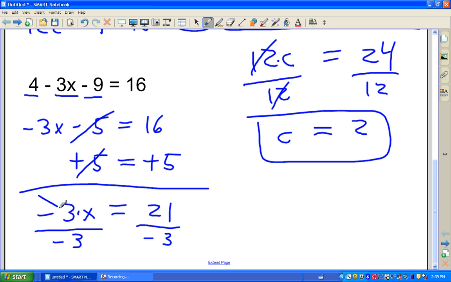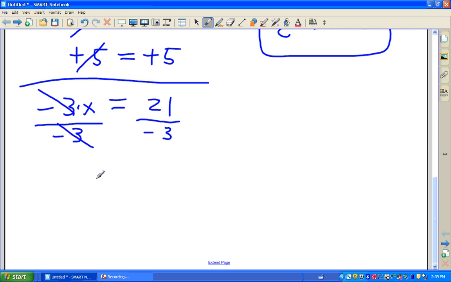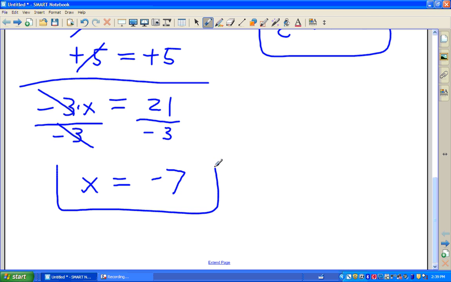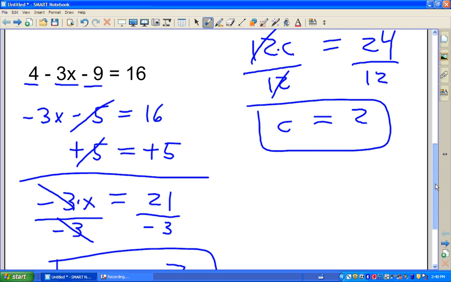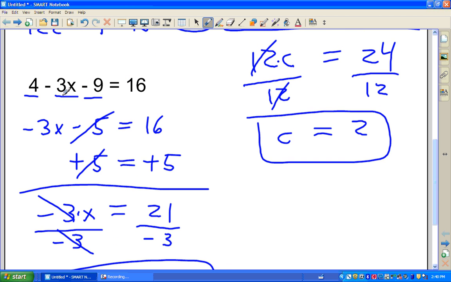And so the minus 3 divided by minus 3 goes away and leaves me with just x on the left side, which is what I wanted. 21 divided by minus 3 gives me a 7, and it's a plus divided by a minus, so it's a minus 7. There we go. I should check my answer, so let's try that real quick. Minus 7, if I plug in a minus 7 times a minus 3, I get a 21. 21 minus 9, I think, is a 12. 12 plus 4 is 16, which equals 16.